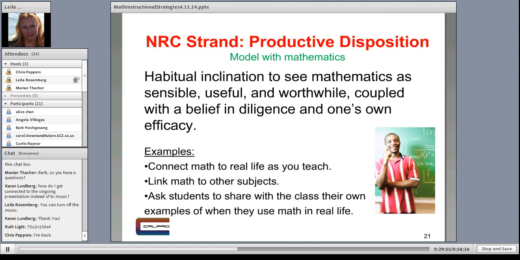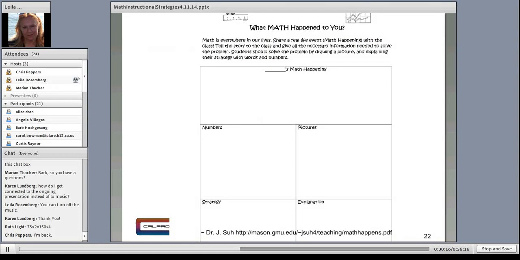It's nice when a teacher connects math to real life as they teach, but it's even better when the student can originate these examples. Dr. Su has an example of a downloadable worksheet that allows students to report a math happening, which is her name for a real-life math event. Let's take a look at this. So she leaves this page on, you can leave this in your classroom.